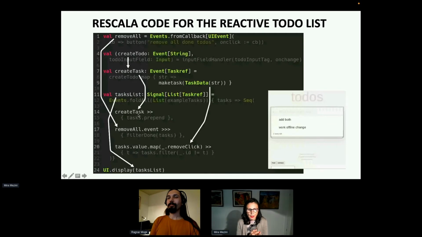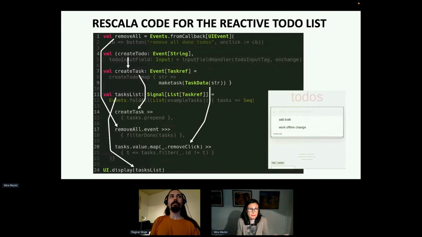At the same time, these arrows depict the paths along which reactions flow. So whenever create task changes or remove all changes, then tasks list will change its value automatically. And whenever task list changes, display will be refreshed automatically, so display will be called automatically. What you need to notice here is that basically there are no callbacks, and there is no callback life cycle management happening here in the application code.